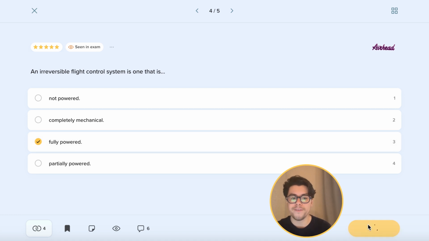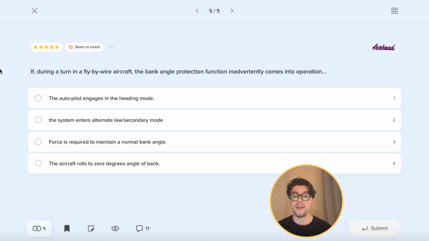And for the last question, number 5, if during a turn in a fly-by-wire aircraft, the bank angle protection function inadvertently comes into operation, what will happen? So in a normal law, when you're flying the fly-by-wire aircraft, and I'll talk about the Airbus A320 in this particular case, generally you can turn to 33 degrees without any problems, but any bank angle above 33 degrees by the Airbus is considered a steep turn. So if you deflect your stick fully, then the aircraft will turn to 67 degrees, which of course, I'm sure you remember, will require around 2 Gs, which is a lot for a commercial jet.